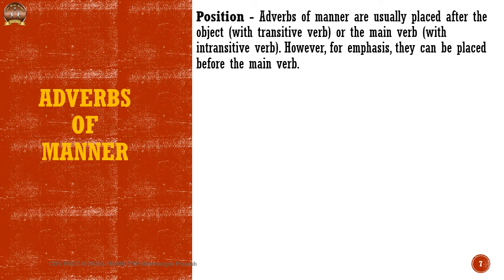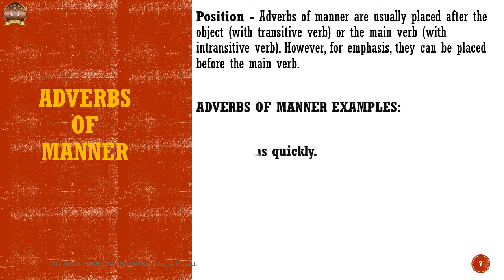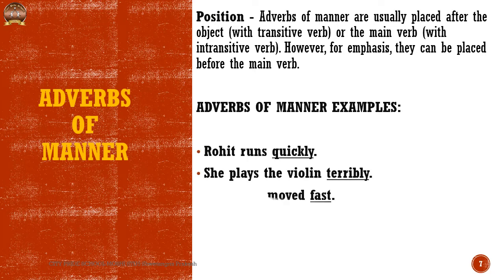Now, position of adverb of manner. It is usually placed after the object when the verb is transitive, and after the main verb if the verb is intransitive. In that case, it will not take an object. So the adverb of manner will be placed directly after the main verb. But when we have to emphasize, it has to be placed before the main verb, when you are trying to emphasize the manner in which the action is done. Now, see the examples.